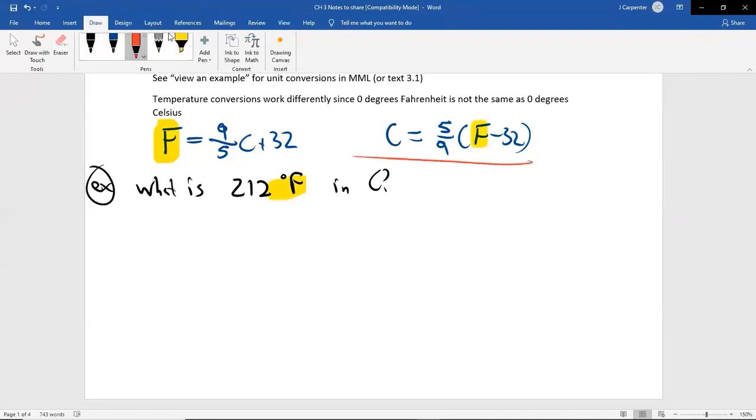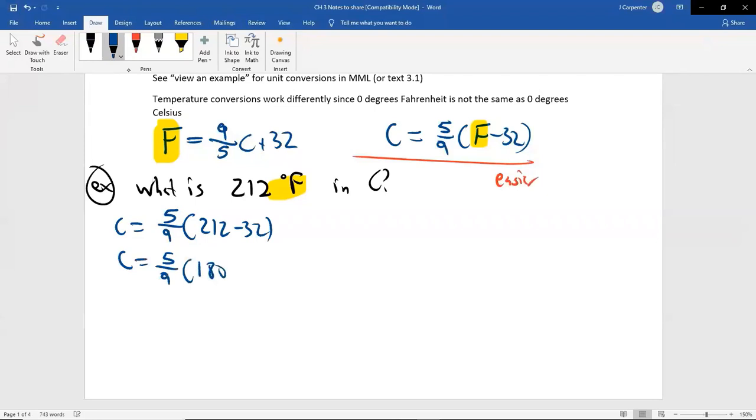So what that means is that for this problem, it's easier to plug it into the one that says C equals instead of the one that says F equals. You can get the exact same answer either way, but the right-hand one is going to be easier. So we'll get C equals, excuse me, 5/9, parentheses, 212 minus 32, and then you close your parentheses. If you do 212 minus 32, you're going to get 180. So you get C equals 5 over 9 times 180.